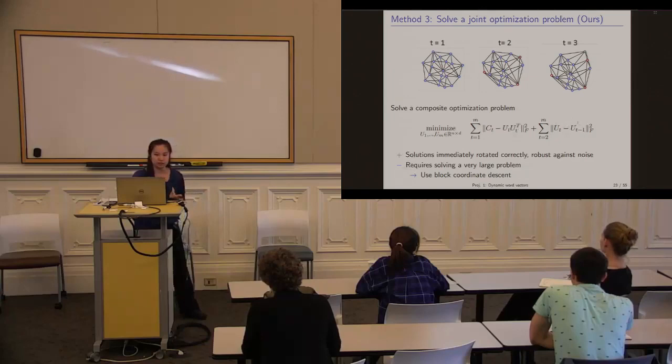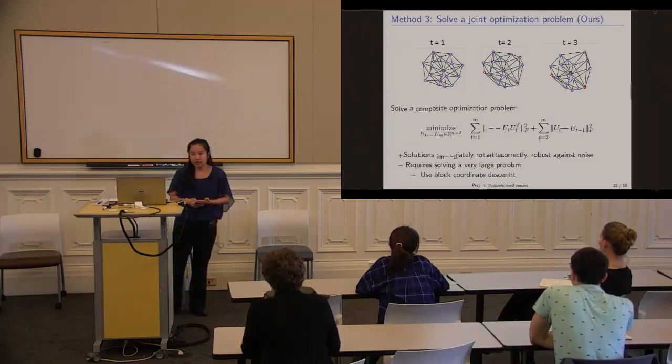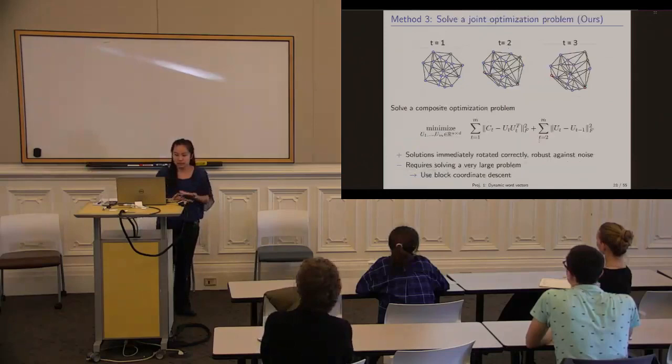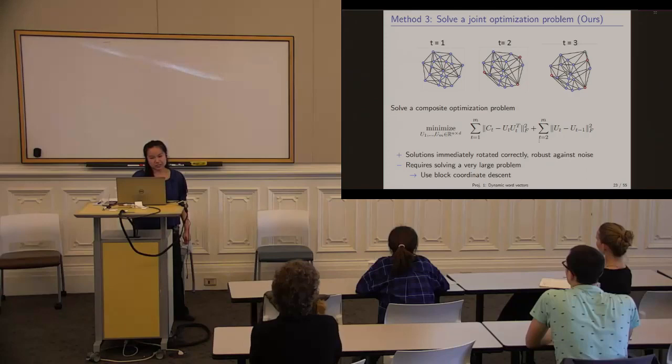Of course, we have trade-offs. The trade-off is that now, instead of solving smaller problems, we are solving the biggest problem. So this one was sort of medium, but this one is very big. We're looking at all the timescales. And so the hope is that we can come up with some way of doing this in a large-scale setting. And actually, the solution to that is quite simple. What we end up using is block coordinate descent.